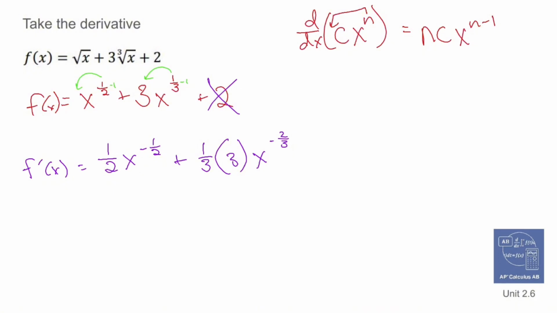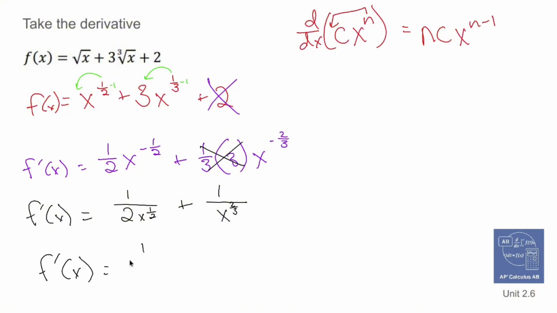Let's clean this up a little bit. Okay, so we'll take 2 steps to clean this up. f prime of x is going to equal, negative exponent, let's drop it down with the 2, so 2 times x to the 1/2. Okay, 1/3 times 3 is just 1, so we'll pretend that that's not even there. And then we'll drop this down to the bottom and make that x to the 2/3. Now let's clean this up one more time by turning it back into its radical form. So 1 over 2 times the square root of x plus 1 over the cube root of x squared.